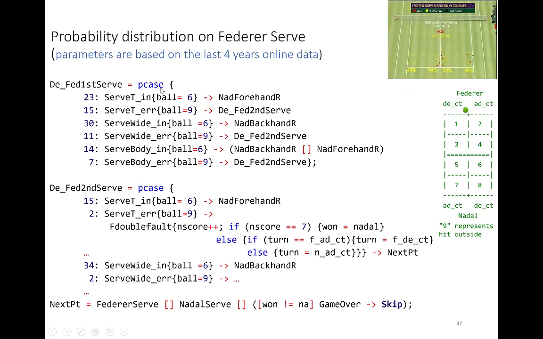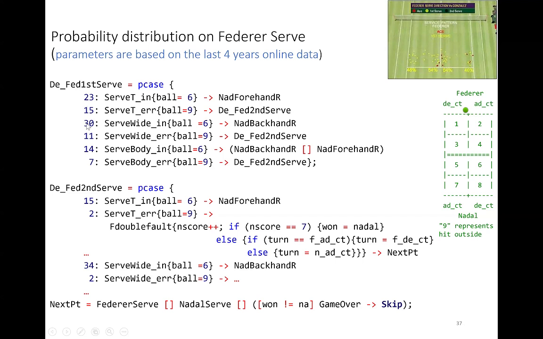The next one is pretty interesting. In the last 4 years, online data shows that Roger serves 23% down the T to Nadal's forehand, Nadal's left hand. From the deuce court, he makes an error 15% of the time when serving T, which triggers Roger Federer's second serve. Roger serves 30% wide, to Nadal's backhand, and makes an 11% mistake, which triggers Federer's second serve. Federer serves about 14% to the body, triggering Nadal's backhand or forehand non-deterministically. This is a non-deterministic choice, and here is the probabilistic choice.